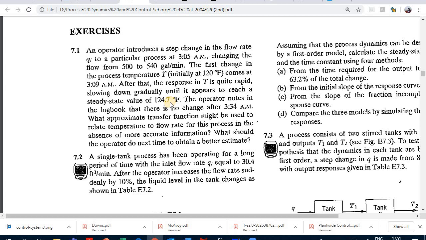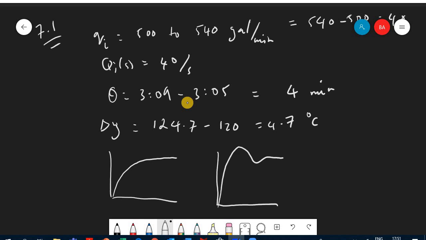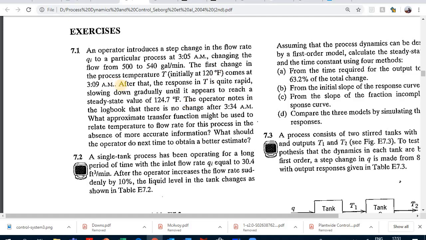There's something that I need to mention here. It says rapidly, and I'm not sure whether the response looks like one shape or like another. We don't know, because we have the initial point and we have the final point, but we don't know exactly if this went through an oscillatory process, an underdamped process, or an overdamped process.